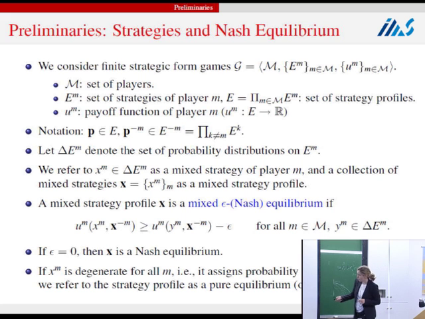And moreover, we're also going to be interested in pure epsilon equilibria. If xm is degenerate for all m, meaning it assigns probability 1 to the pure strategy profiles, then we're going to refer to that as a pure equilibrium, or with the same notation, a pure epsilon equilibrium. Okay?